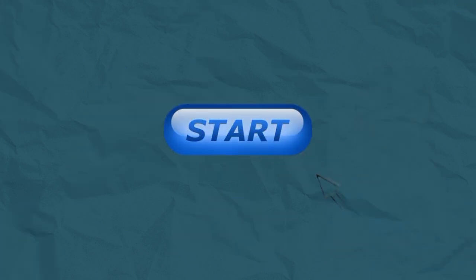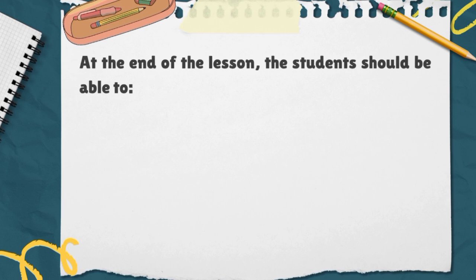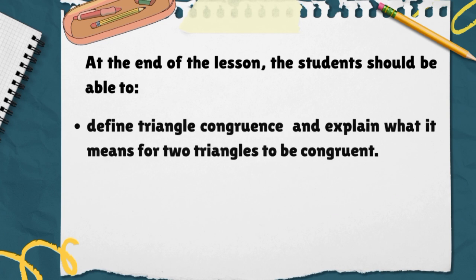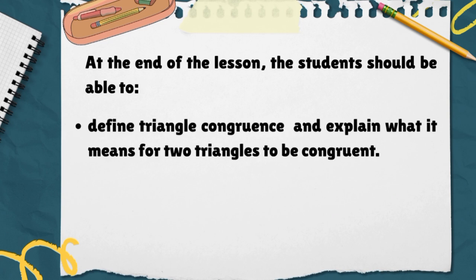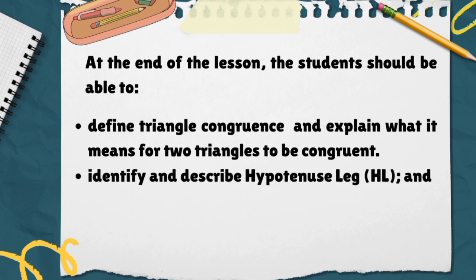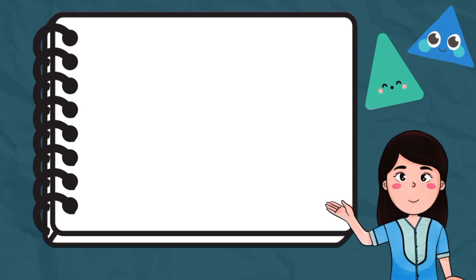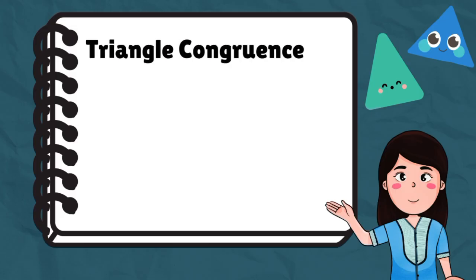Okay, let's start. But before we begin our discussion, let us have first the learning objectives. At the end of the lesson, the students should be able to define triangle congruence and explain what it means for two triangles to be congruent, identify and describe hypotenuse leg, and use logical reasoning and formal proofs to justify triangle congruence geometric problems. What is triangle congruence?